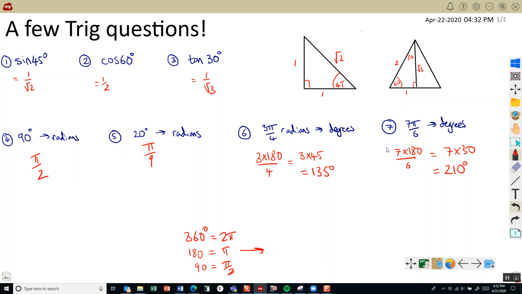And of course you can also do these questions by remembering the conversion. To change from degrees into radians, you multiply by pi over 180. And to go from radians into degrees, you multiply by 180 over pi. Okay, next question.